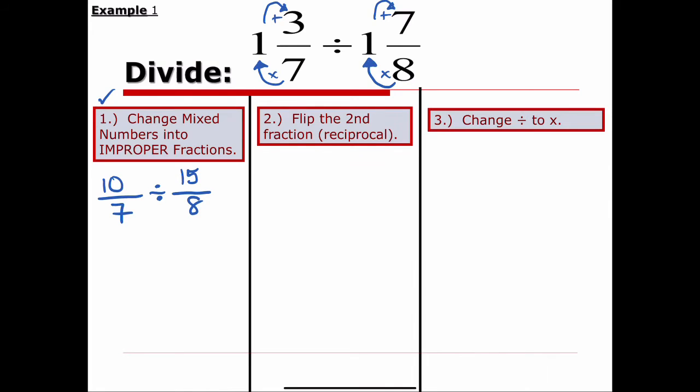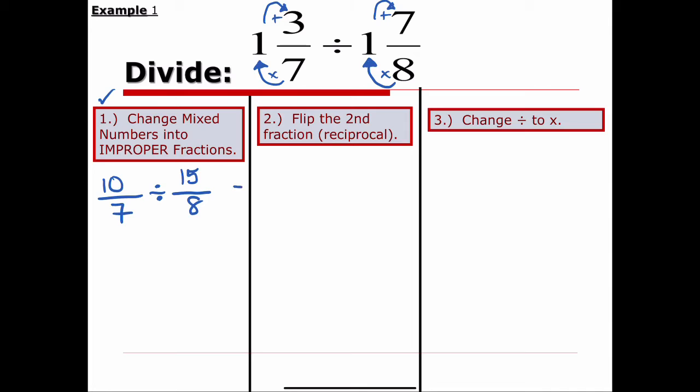Sometimes students end up wanting to do everything all at once, which I get. If you want to do that, that's fine. But I'm going to take this one step at a time. Slow and steady wins the race a lot of times when you're doing math. So the first thing I did was take care of changing mixed numbers into improper fractions. That was the first thing.